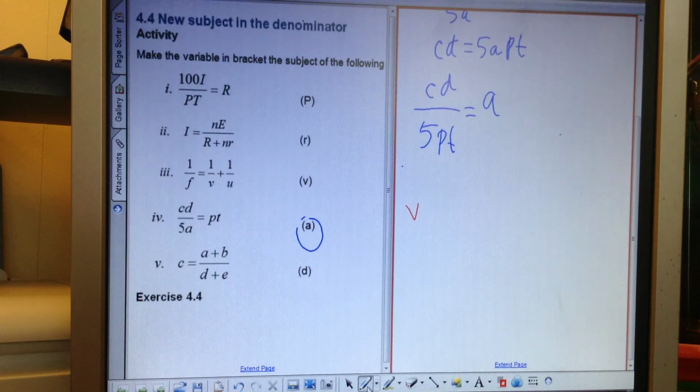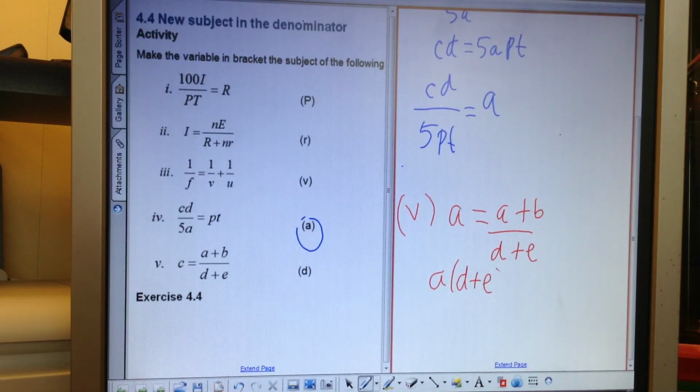V. C equals A add B over D add E. Want to make D our subject, so we clear the denominator by having C into D add E equals A add B. Because D is in the bracket, we expand the bracket so we get CD add CE equals A add B.